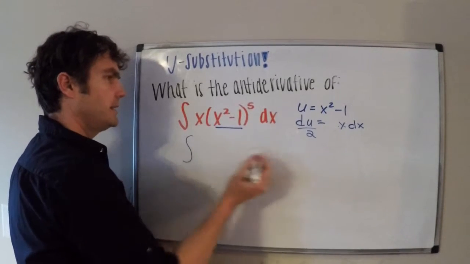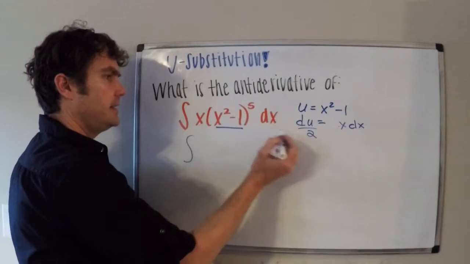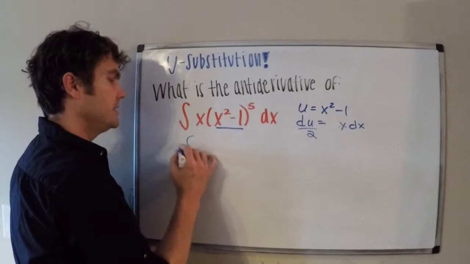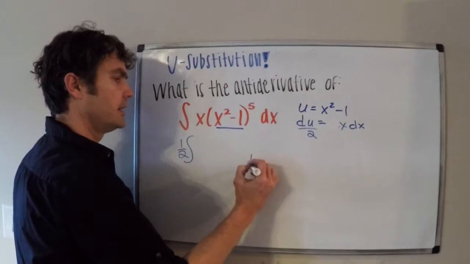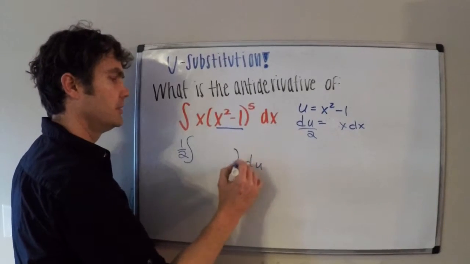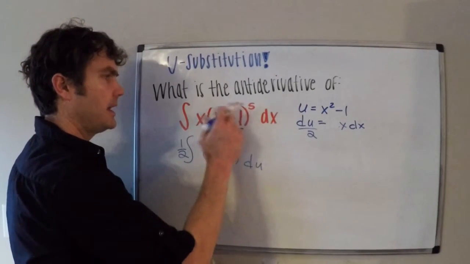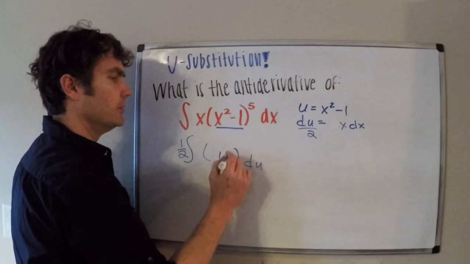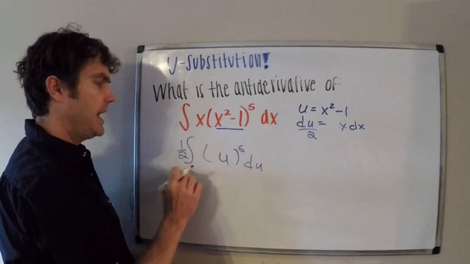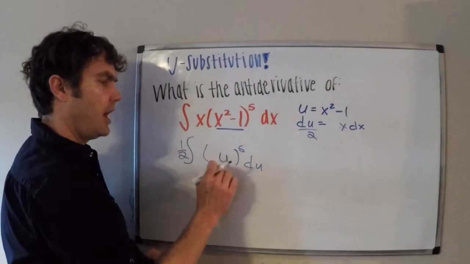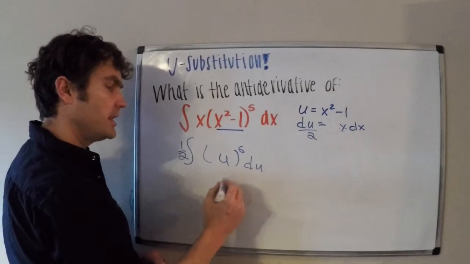So I can rewrite this now as x dx becomes 1/2 du, and I'm going to move the 1/2 out front because you can always do that with integrals. So that becomes 1/2 du, and x squared minus 1 is u to the fifth. So this becomes my new integral: 1/2 integral of u to the fifth du, which then becomes easy.